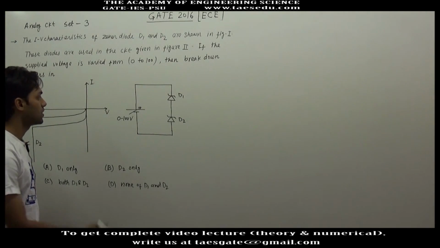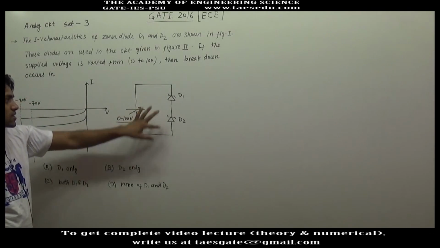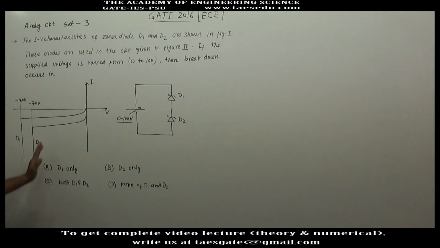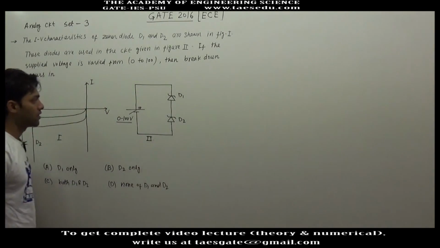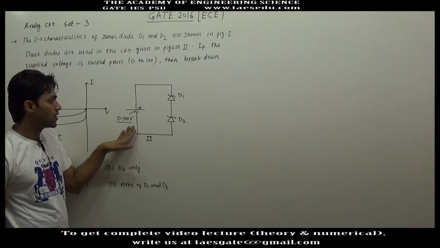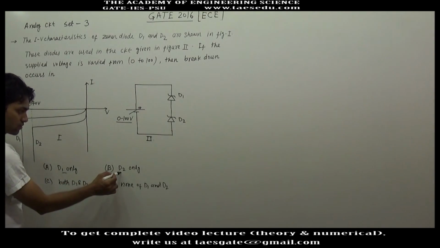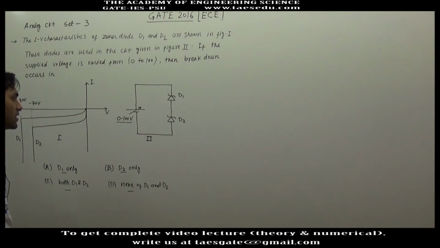Okay, in this question, the input voltage is varied from 0 to 100 volt, and the two Zener diodes are connected in series. And the voltage and current characteristic of each Zener diode is shown in this figure 1. This is figure 1 and this is figure 2. The input voltage is varied from 0 to 100 volt. Now in the question we have to answer which diode will be broken. The options are only D1, only D2, both D1 and D2, and in the D option none of D1 and D2.